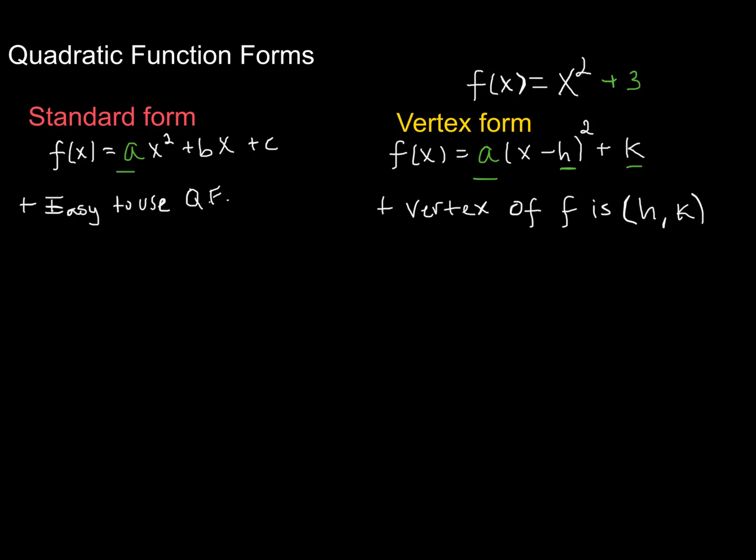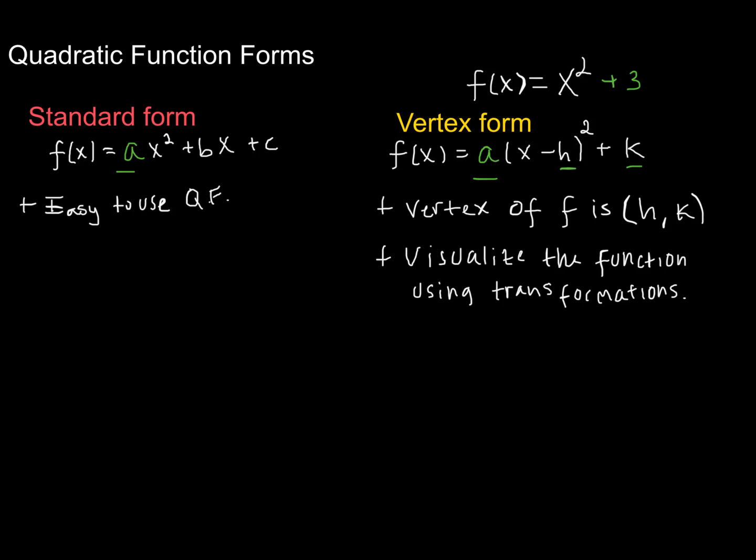And as we're going to find out in a second, the h value is going to also inform you about some transformation, and the a value will inform you about a particular characteristic or characteristics of your function as well. So we're going to discover that in just a minute, but what we want to just write down here so that we don't forget to come back is that the vertex form allows us to visualize our function using transformations.